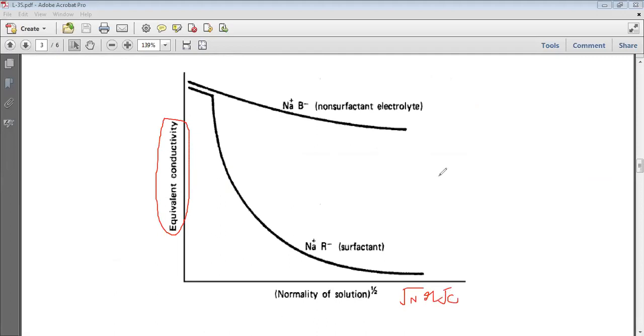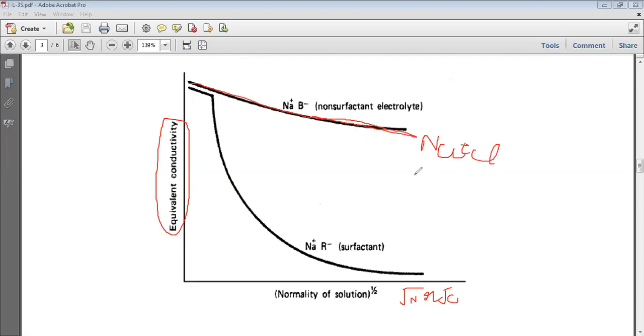When you plot a graph for a strong electrolyte such as NaCl, sodium chloride, or barium chloride or others, their usual pattern is this straight line. It decreases in this fashion.